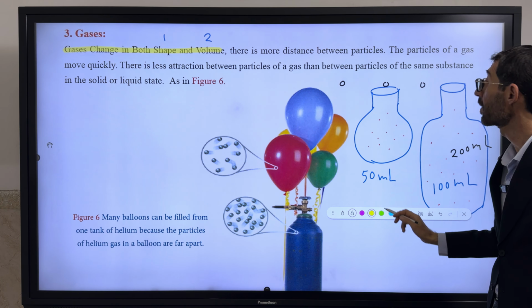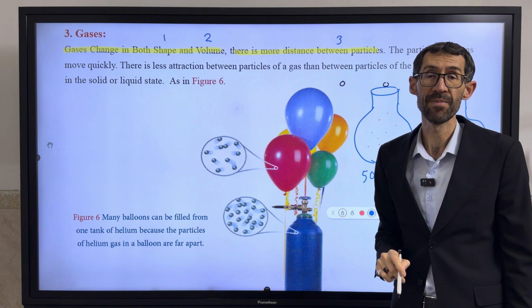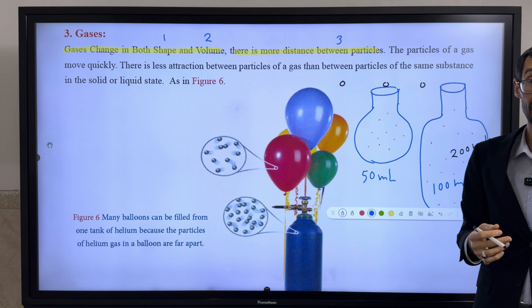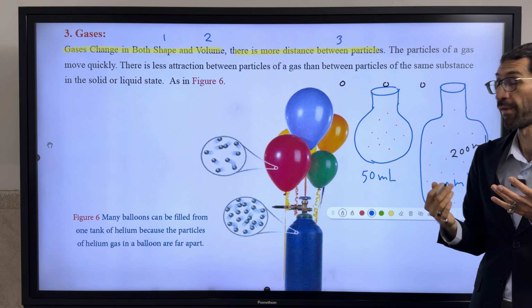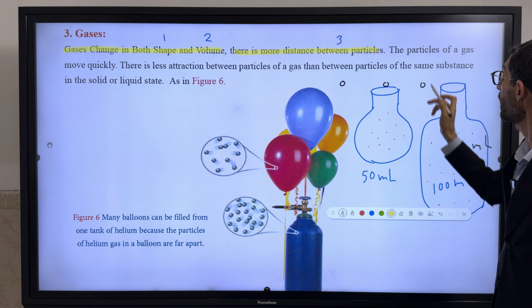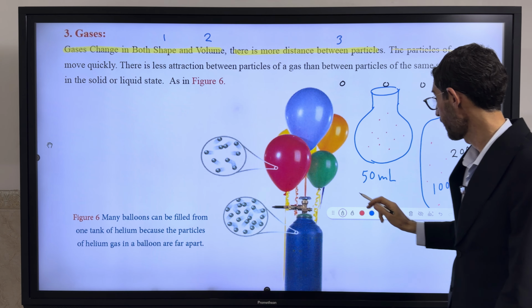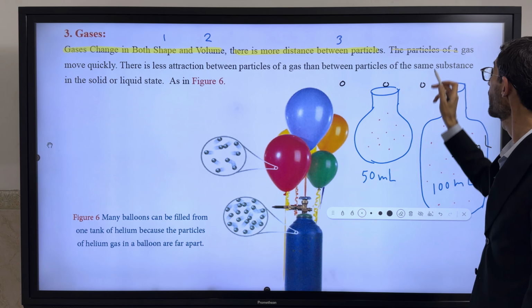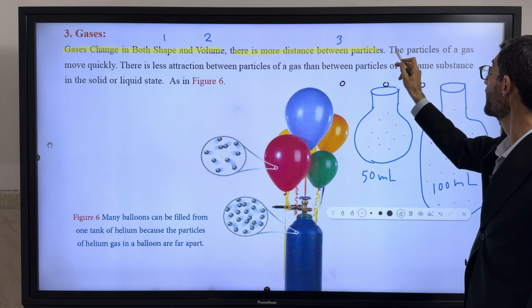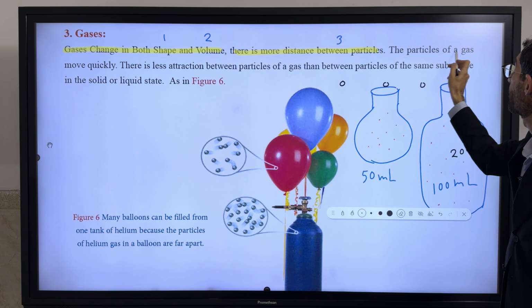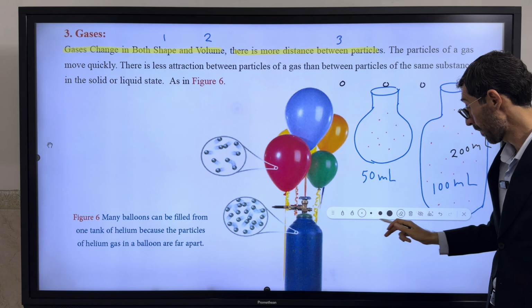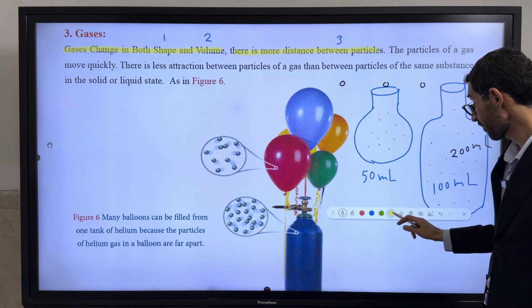The fourth one: the particles of a gas move quickly. They are free to move. The fourth information, excuse me, they are what? They are free. They have free motion. Gases are freely moving.